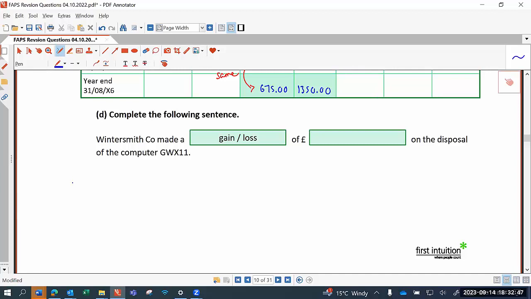So some questions about what we've calculated then, really. It says Wintersmith Co. made a gain or a loss of how much money on the disposal of the computer? Well, how do we know if we've made a profit or not? A profit is a gain. A loss means, of course, we sold it for less than it was worth. So I think a good starting point to see if we've made a gain or a loss is to find the carrying value.